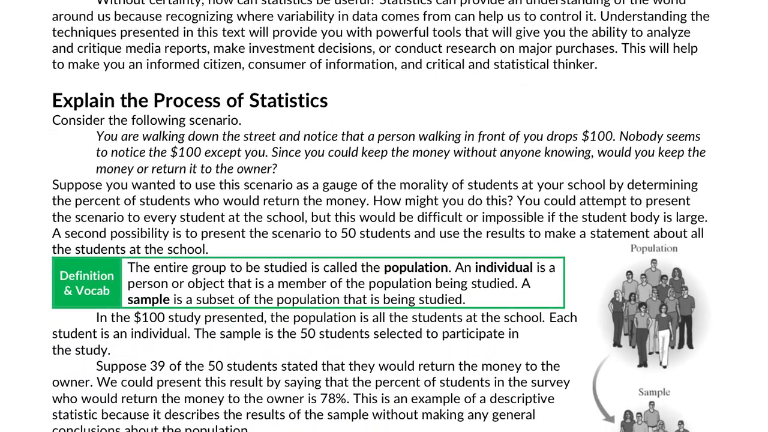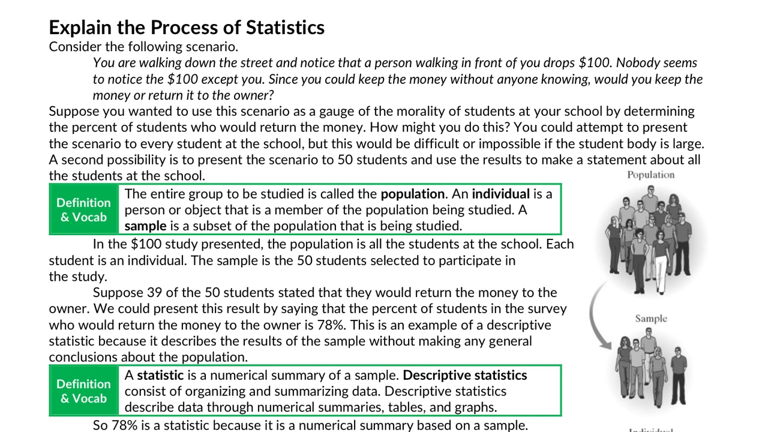Let's say you're walking down the street and you notice that a person walking in front of you drops $100. Nobody seems to notice the $100 except you. Since you could keep the money without anyone knowing, would you keep the money or return it to the owner? So let's suppose we wanted to use this study to gauge the morality of students in your school by determining the percentage of students who would return the money. How might we decide to run this experiment?